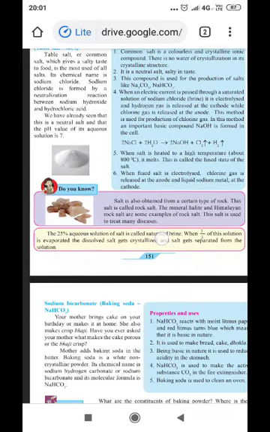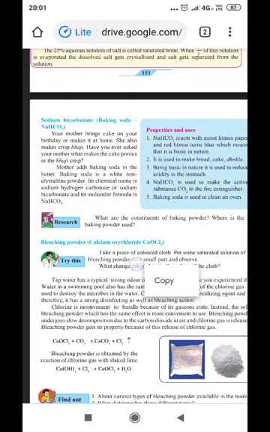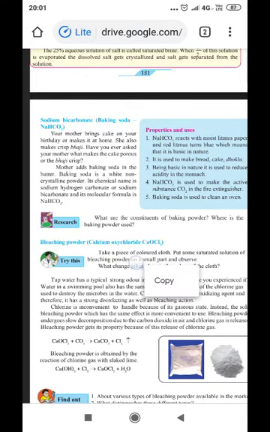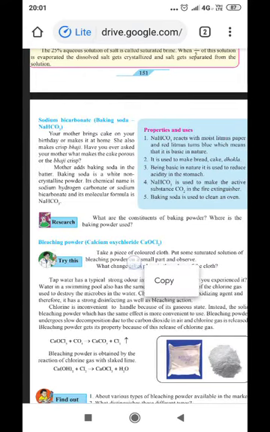Sodium bicarbonate or baking soda, and its chemical formula is NaHCO3. Your mother brings a cake on your birthday or makes it at home. She also makes crispy bhaji. Have you ever asked your mother what makes the cake porous or the bhaji crisp? Mother adds baking soda in the batter. Baking soda is a white non-crystalline powder. Its chemical name is sodium hydrogen carbonate or sodium bicarbonate, and its molecular formula is NaHCO3.